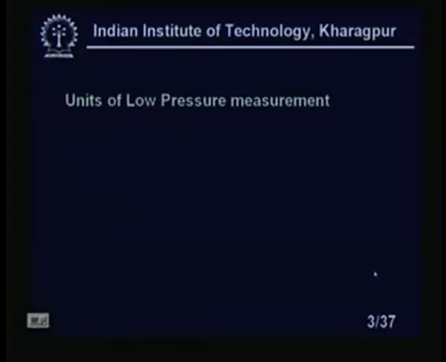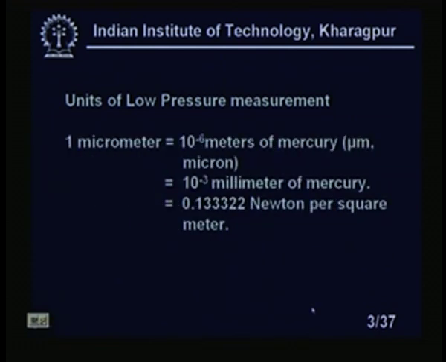Before going to the details of the pressure measurement, let us look at the units of low pressure measurement. The different units are: 1 micrometer equals 10 to the minus 6 meters of mercury, or sometimes we call it a micron, which is 10 to the minus 3 millimeter of mercury. In SI units, it is 10 to the minus 6 multiplied by the density of the liquid and the acceleration due to gravity, which will give you the pressure.